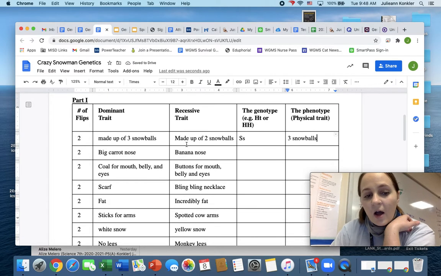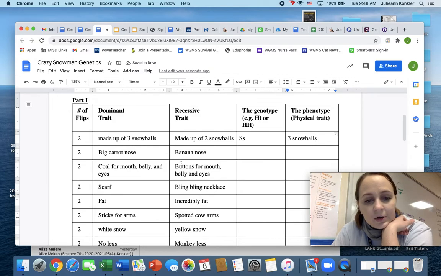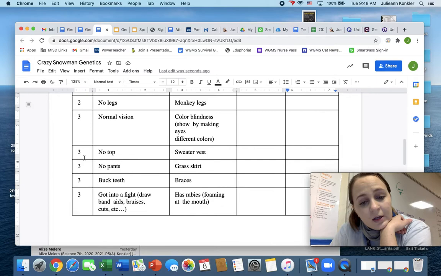So again, next time it's going to be carrot nose or banana nose. So I'm going to use N for nose. Flip the coin twice, see what you get, and write it there.